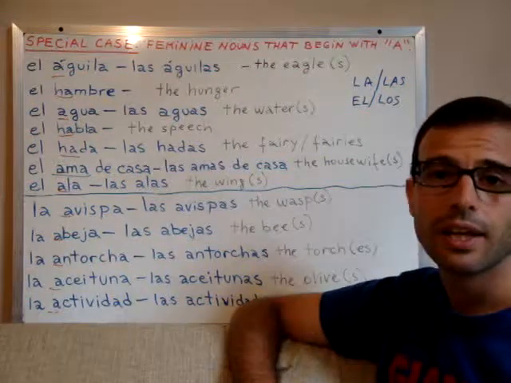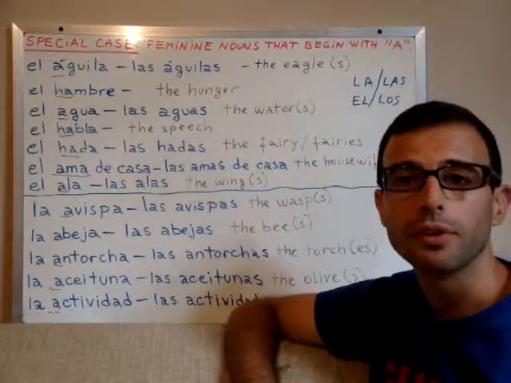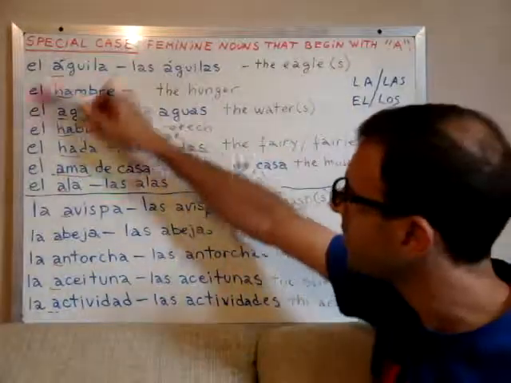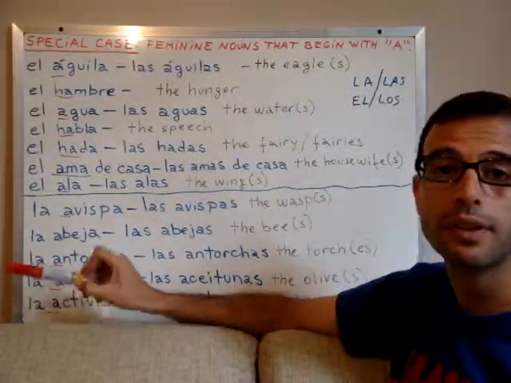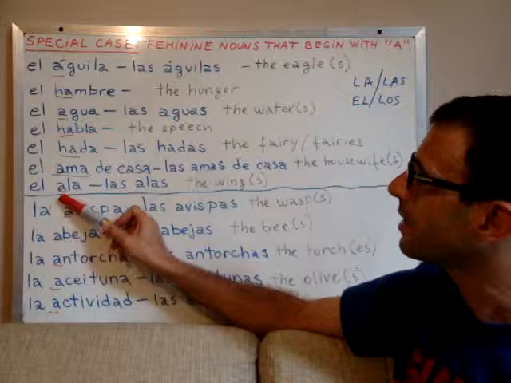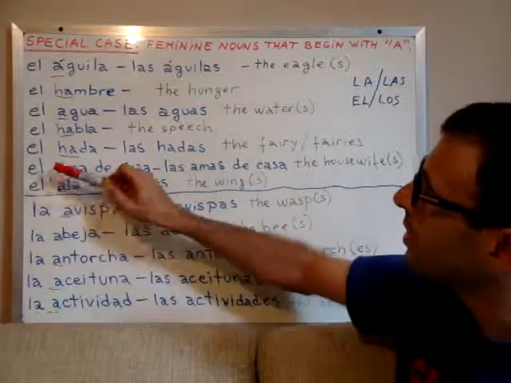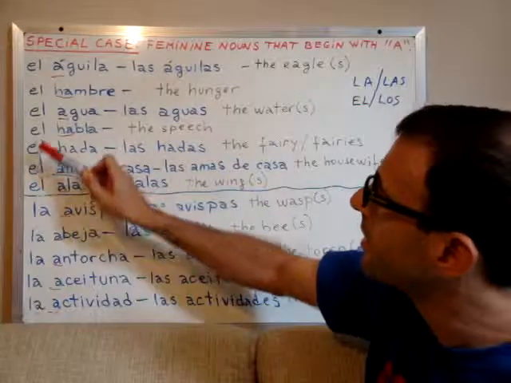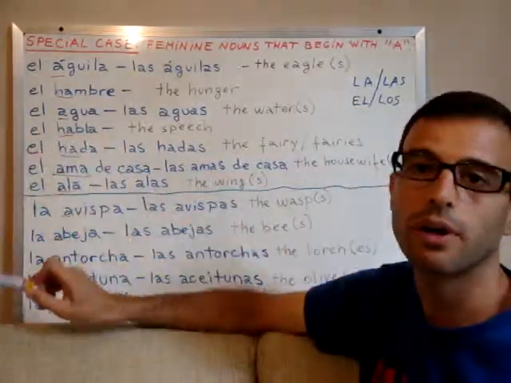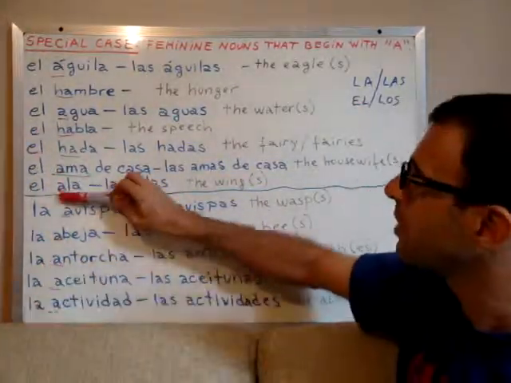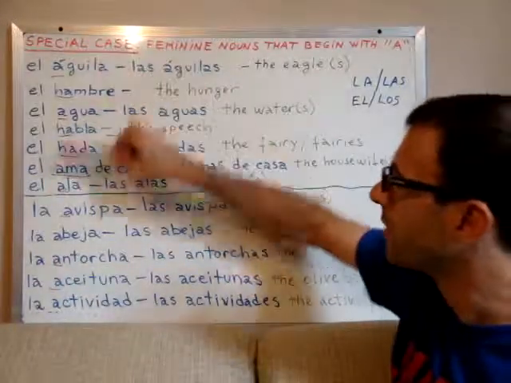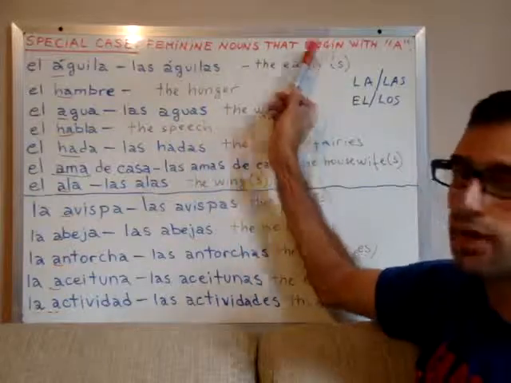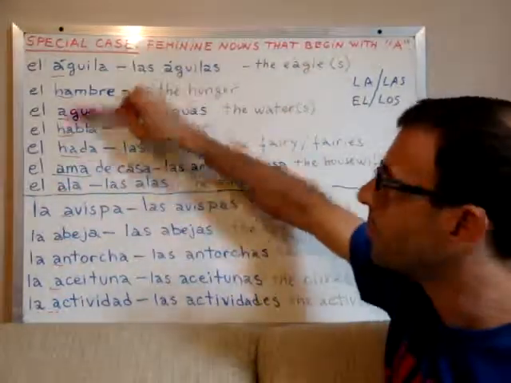So if you find a word that is feminine and begins with an A and it's not in this list and you are in doubt, then just assume it belongs to this group and use the masculine article for the singular, because this group is bigger than this one. Most of the words that begin with A and are feminine belong to this group.